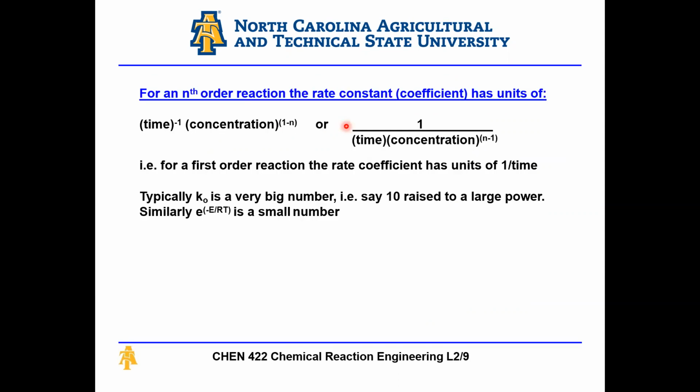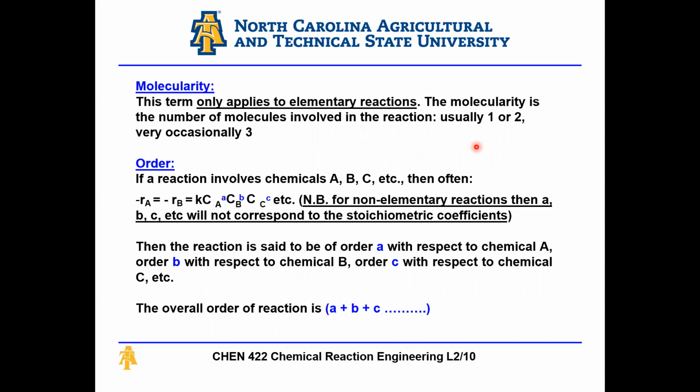The second thing you need to know from week number 1 is the units for the reaction rate constant, which is the k basically. The units are time to the -1 multiplied by concentration to the 1 minus n, alternatively 1 over time multiplied by concentration to the n-1. These are the units of the k parameter, and this is the second thing you need to know from week number 1. Okay, third thing is molecularity. It's not very important, but just be aware of these basic chemistry definitions.